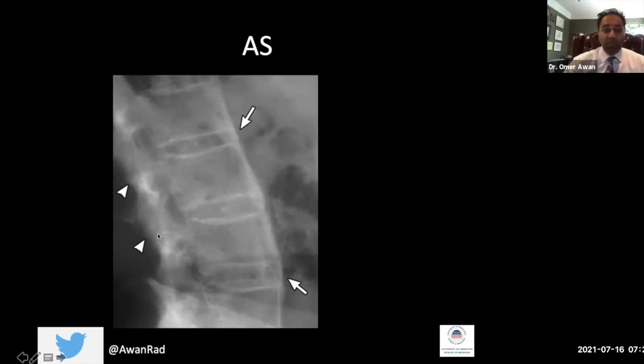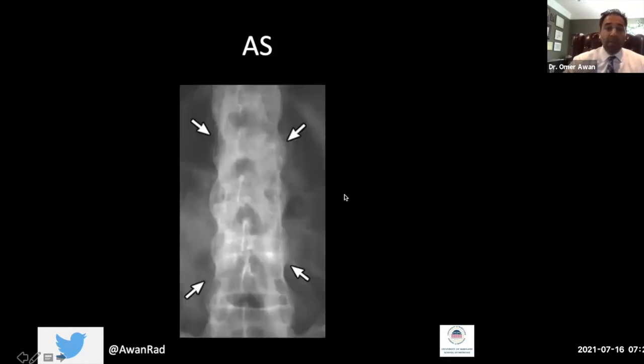You also see some fusion of the facet joints and ankylosis, which is typical of ankylosing spondylitis. Okay. Again, you're seeing syndesmophytes here, corner to corner. You don't have the huge comma-shaped stuff that is going outside of the scope of the vertebral body.